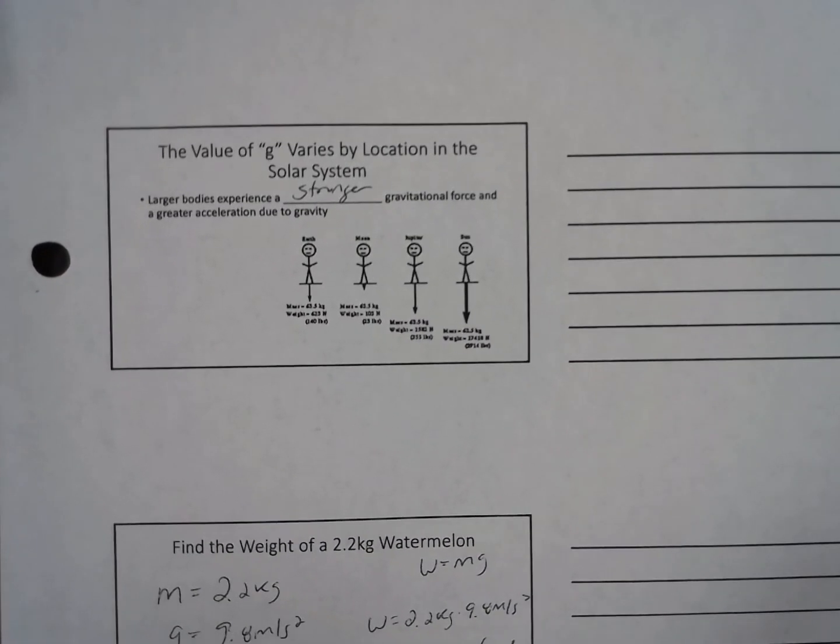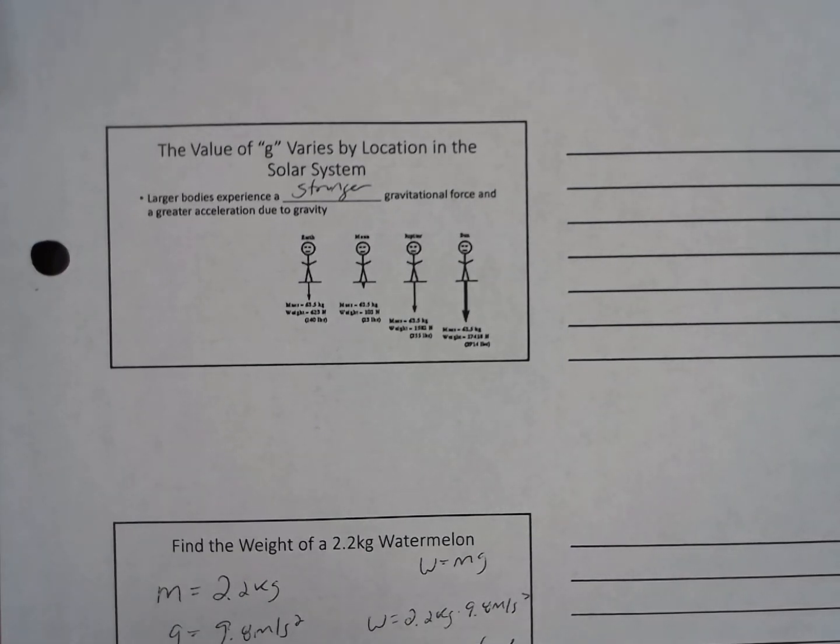Now, other planets have an acceleration due to gravity. They all have gravity, and so things fall and accelerate on those planets as well. And there's a relationship to how quickly you accelerate versus how strong that force is, and that has to do with the size of the planet. So larger planetary bodies experience a stronger gravitational force and thus a greater acceleration due to gravity.